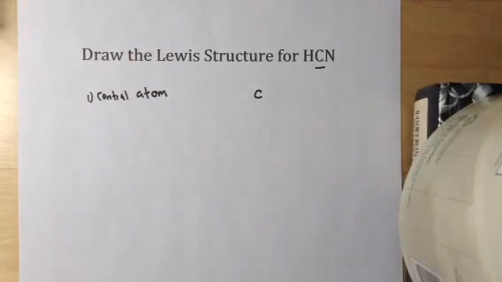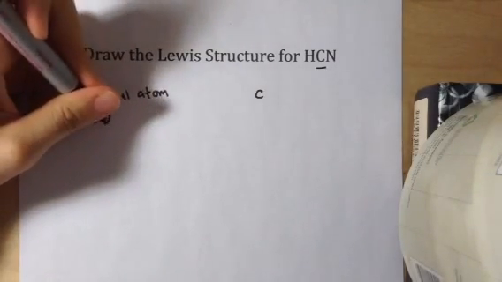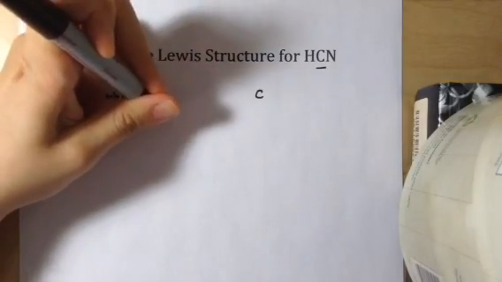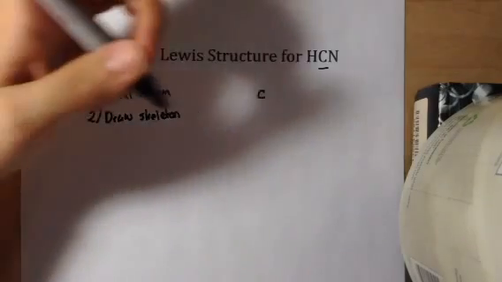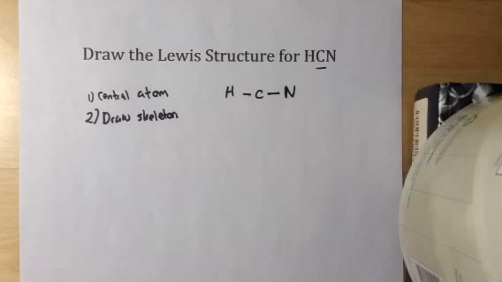Step 2 is draw the skeleton. In this case, we have an H, we have a C, we have an N. We know the C is in the middle, therefore H and N have to be off to the sides. So H, C, N, right? And they have to be connected by at least one bond, so just go ahead and draw a single bond there.